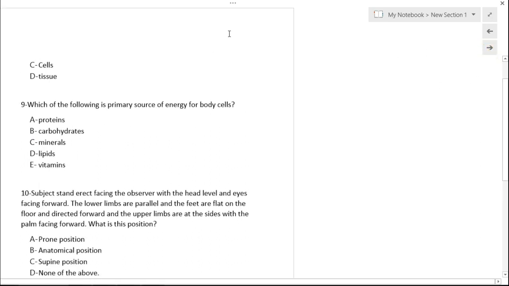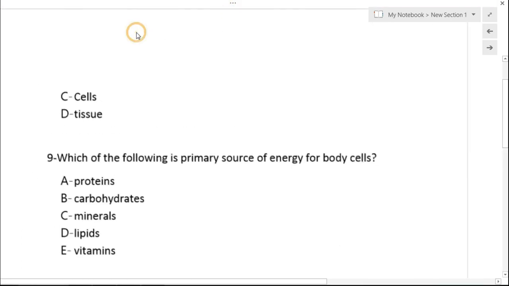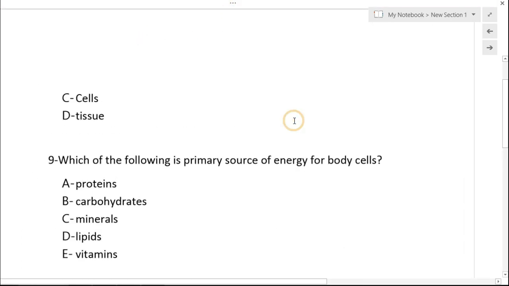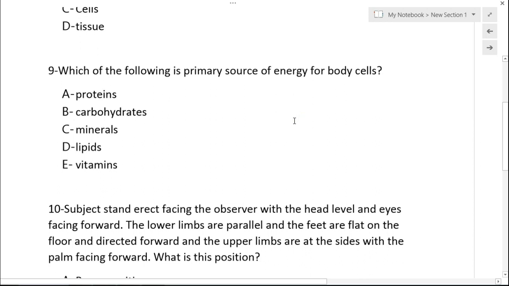Now we are moving to the next question, question number 9. Which of the following is a primary source of energy for the body cell? Protein, carbohydrate, minerals, lipids, vitamins. We know that carbohydrate is the primary source of energy. The next question, question number 10.